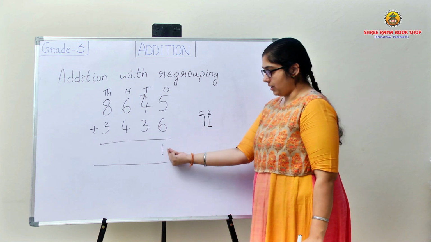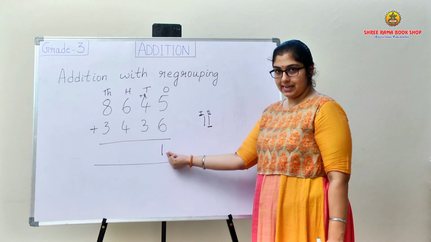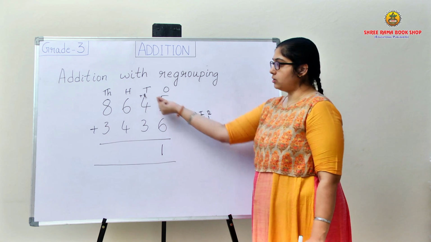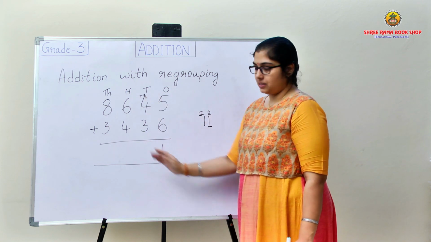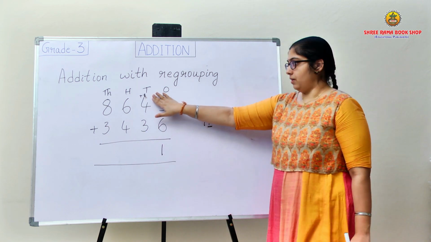So 11, in the ones place it is having 1, so I am writing here. In the tens place it is having 1, so I am carrying it to the next column. Okay, now I am in the tens column.